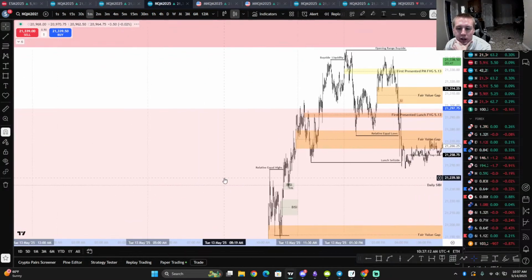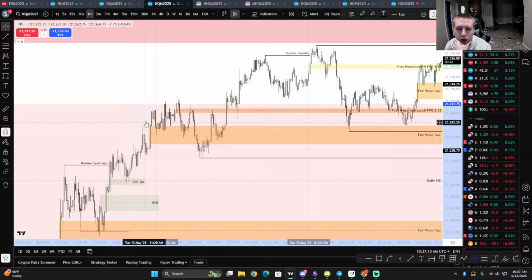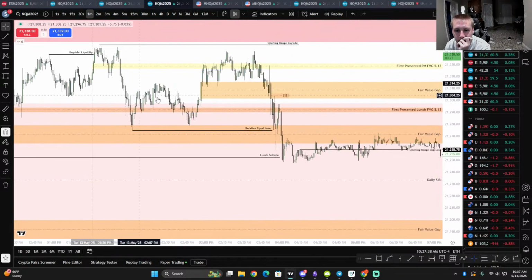The reason why I extended this fair value gap is just because it's a large fair value gap. The algorithm's gonna know that. You could extend this one and this one, but I'd rather just have this one, because this one would be very close to the PM session or the lunch first presented, and this one is kind of already within that range. So I'm just gonna use this one, and I also have this fair value gap. ICT extended that over. That's why I did too.